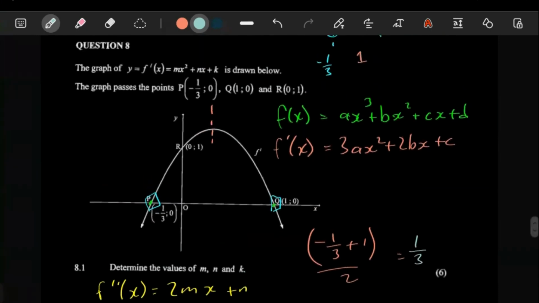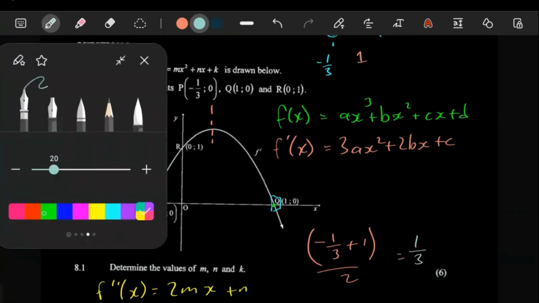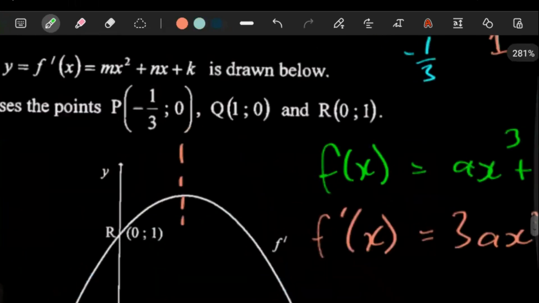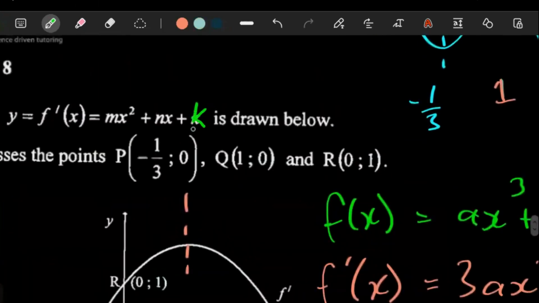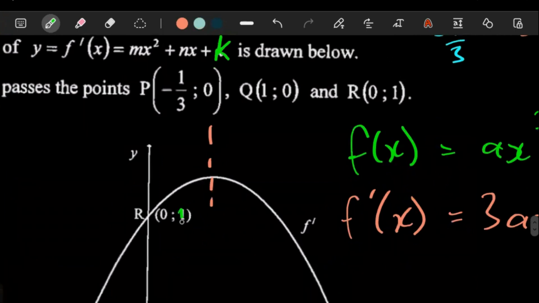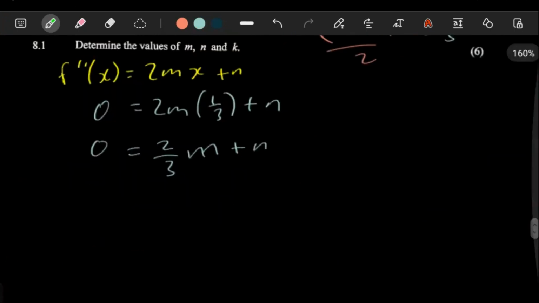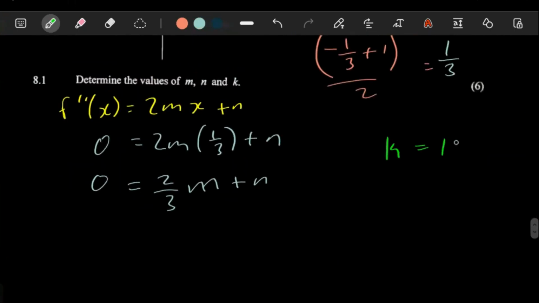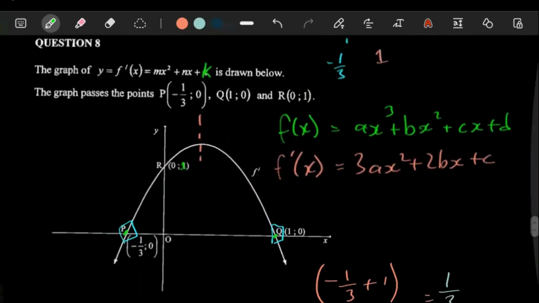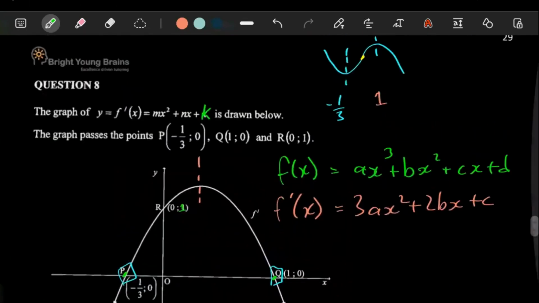The other thing is, fortunately, you have to remember that it's still an equation of a parabola. So this k here is still representing the y-intercept. So k is 1 by default. You see, k is equal to 1. That's going to give us 1 mark out of the 6. So we want another equation that has m and n.